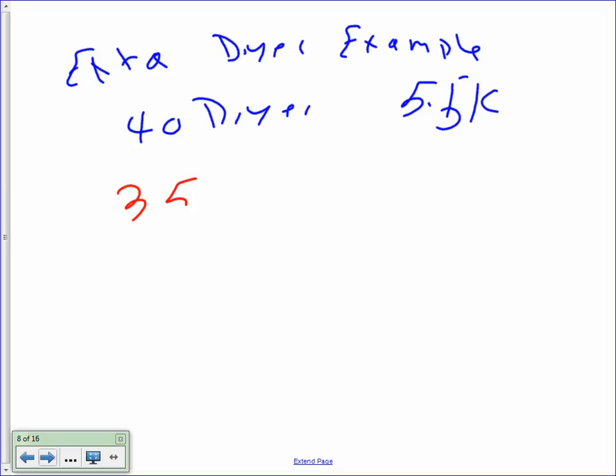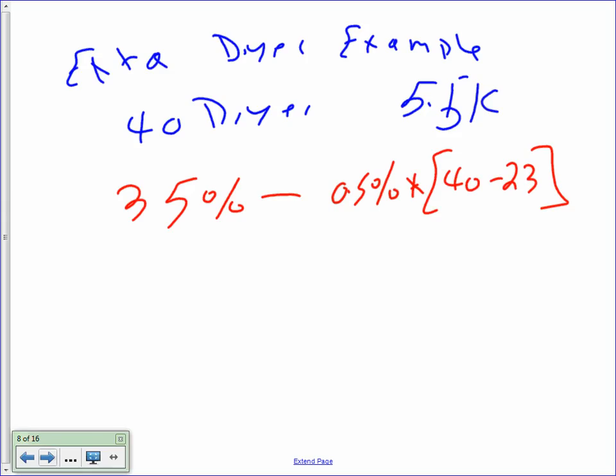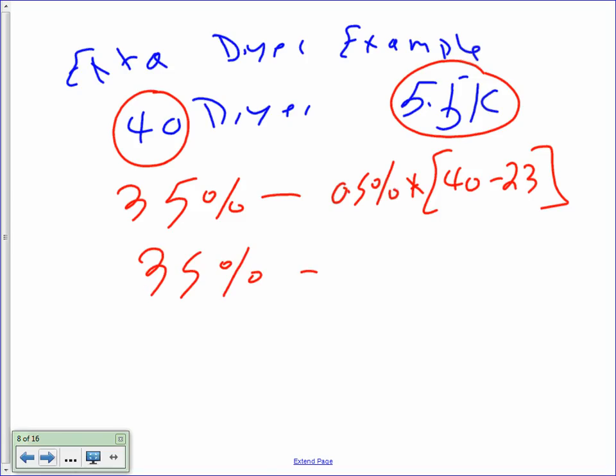You take the 35%, subtract 0.5% times (40 minus 23). Again, this is just to get you into the 40 dryers, has nothing to do with our example. Here's the size for them, right? This is the same example that we did, an extra one. Then that will get you 35% minus 0.5% times 17.